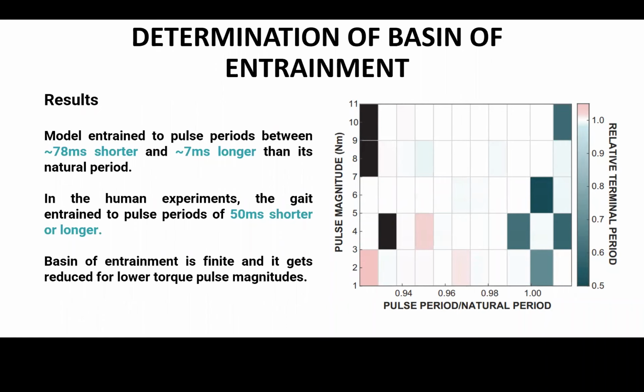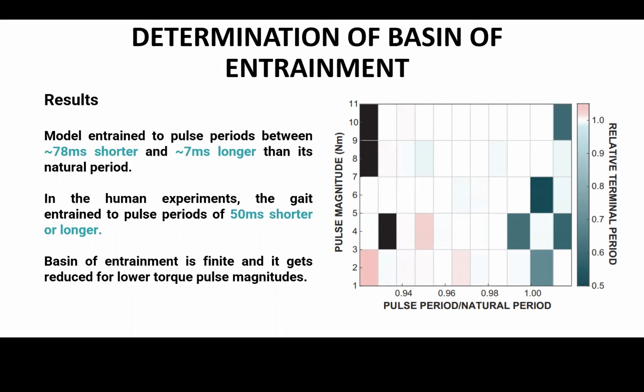This slide here shows the basin of entrainment of ankle perturbation simulations. Each of these rectangles in this figure corresponds to a single simulation, and the black rectangles represent failed simulations. The color axis shows relative terminal period. So the closer the value of relative terminal period is to 1, the stronger the frequency locking.